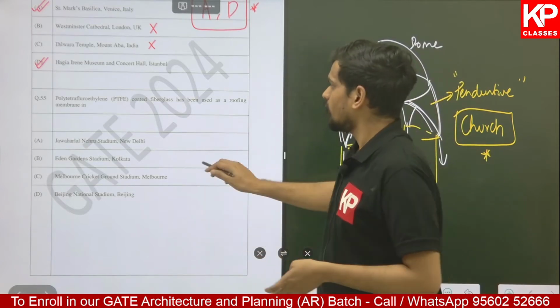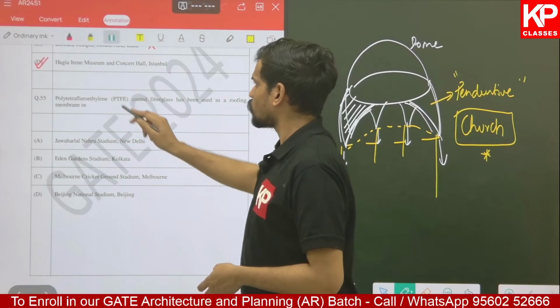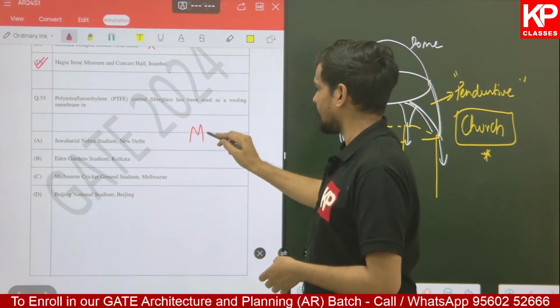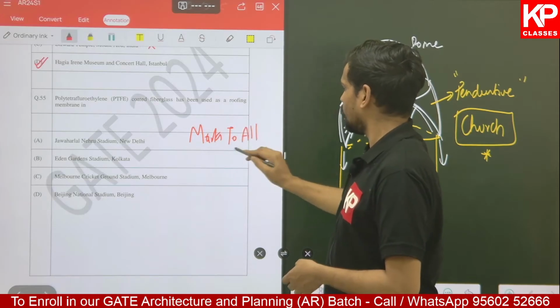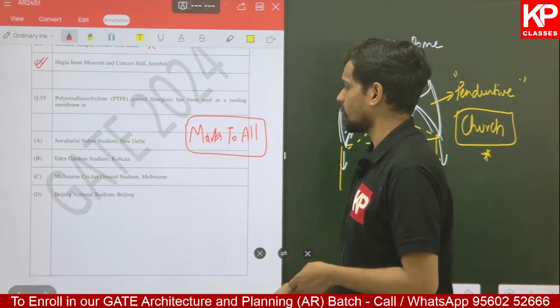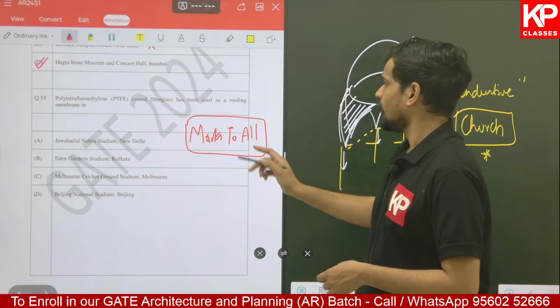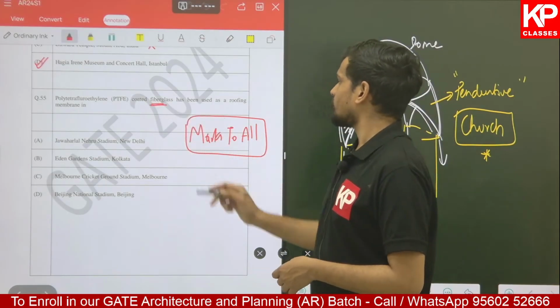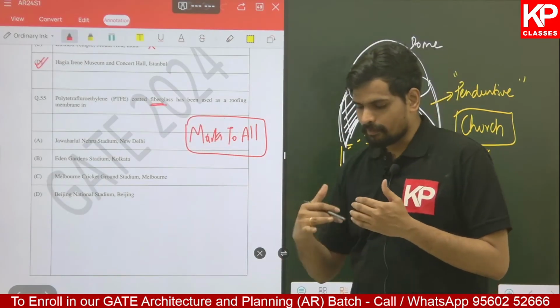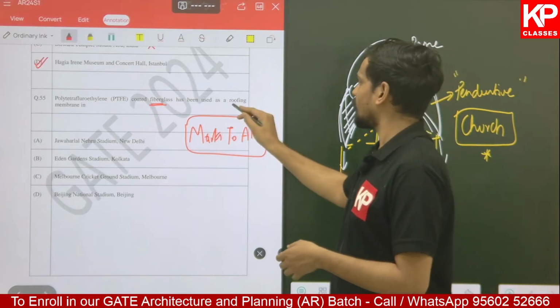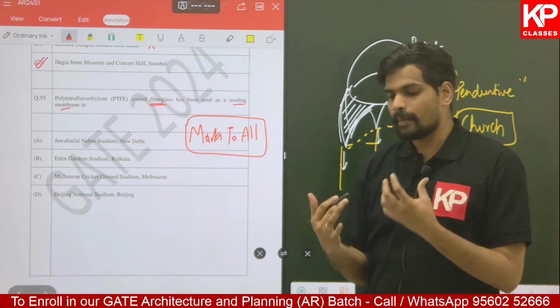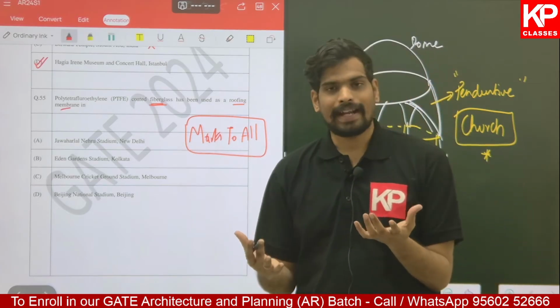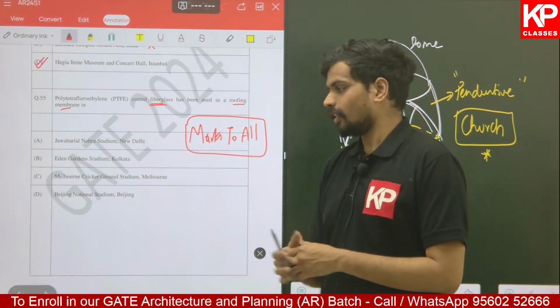Now this question was given as marks to all in the preliminary answer key itself. So anyone who has attempted the architecture part will be given marks for this particular question. The main reason is fiberglass is something which does not come under roofing membranes. Tensile structures are generally referred to as roofing membrane structures. Now fiberglass in itself probably would not be categorized under that particular part.